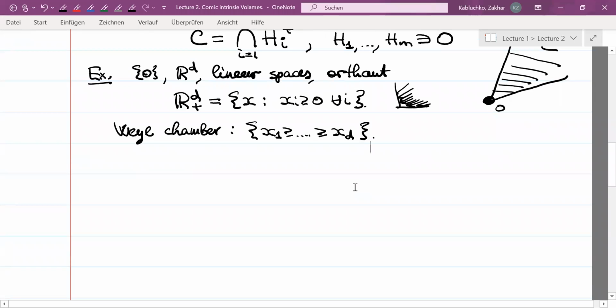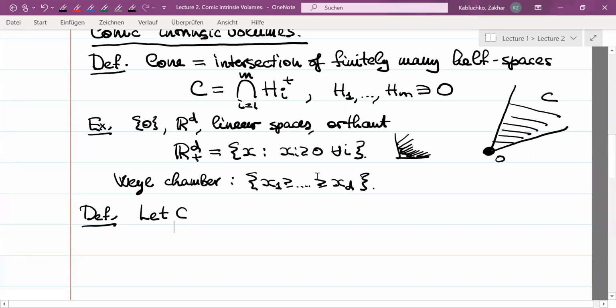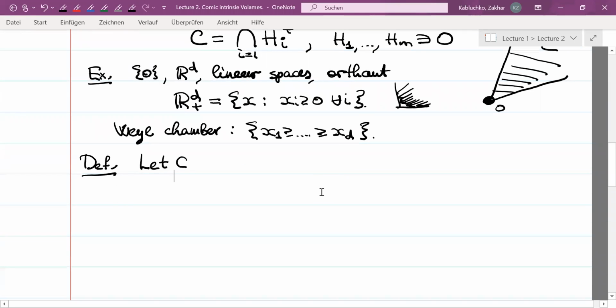Now, given a cone, we define the metric projection on this cone. Sorry, and also they are positive, right? The coordinates. If this is of type A, they are arbitrary, and if it is of type B, they are positive. Okay, sorry. Yeah. Both are Weyl chambers.